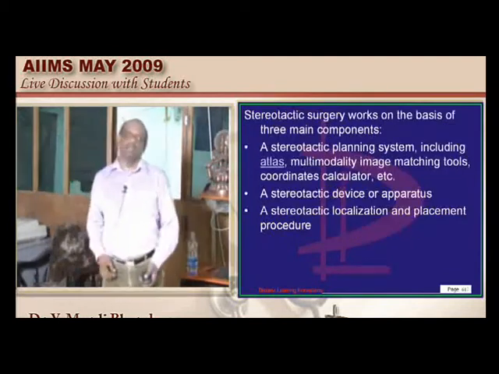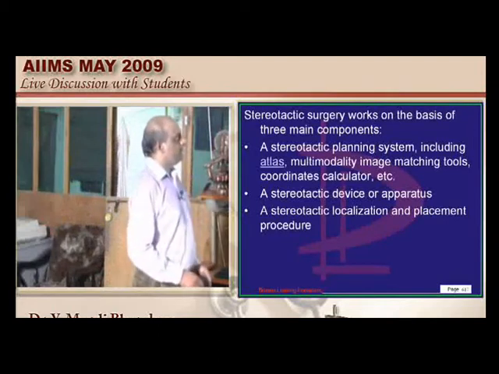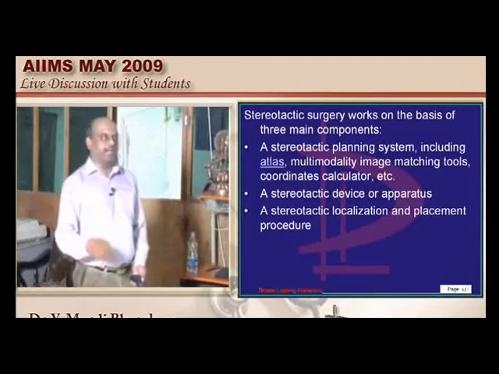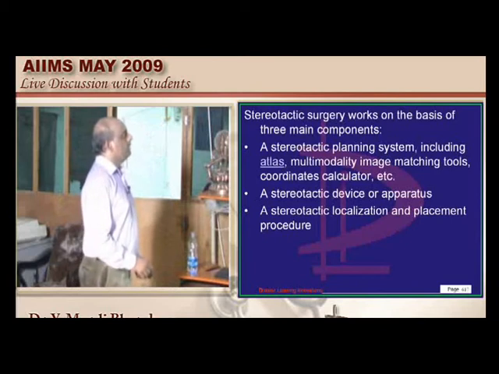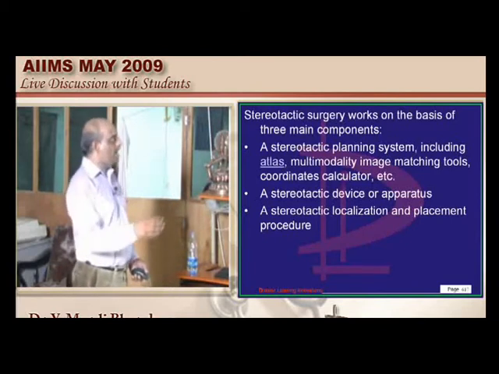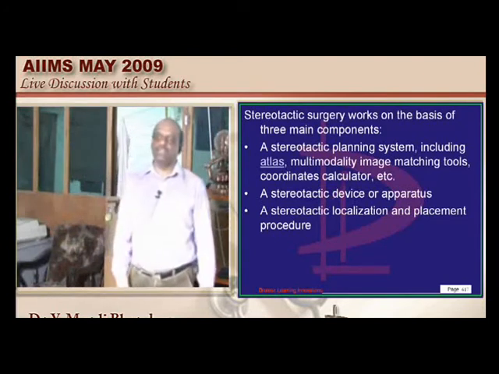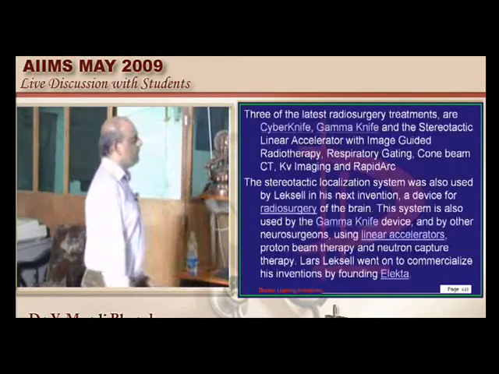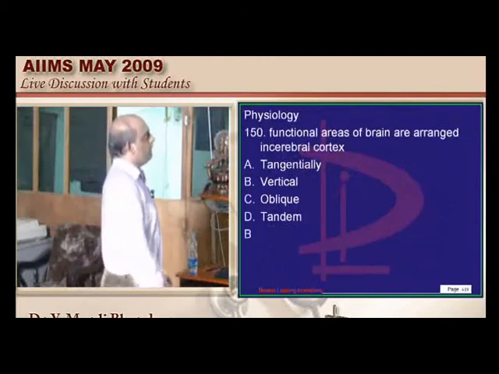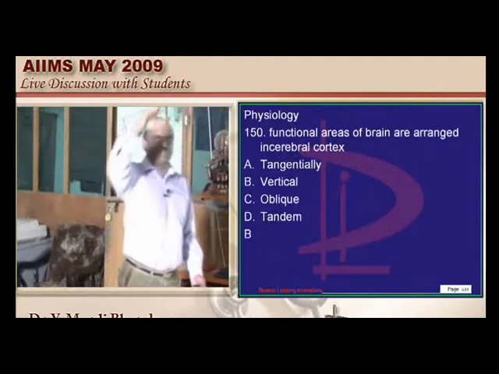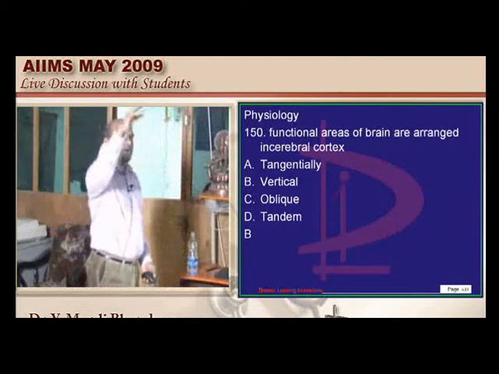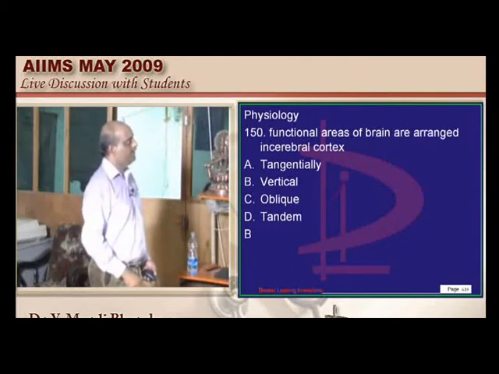Stereotactic surgery is what? Remote control. You use a linear accelerator, you will be using protons for it, you will use a gamma knife. Gamma knife is a favorite question of the examiner. Routinely a lot of questions come, so you must be sure on it. Now the functional areas in the cerebral cortex are all arranged as Brodmann areas in a vertical manner.